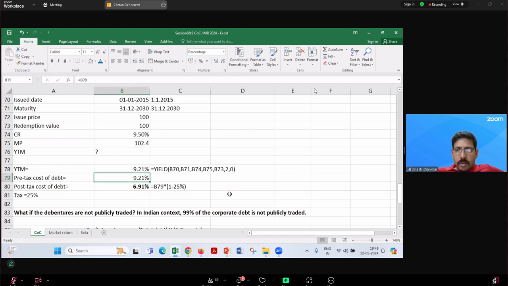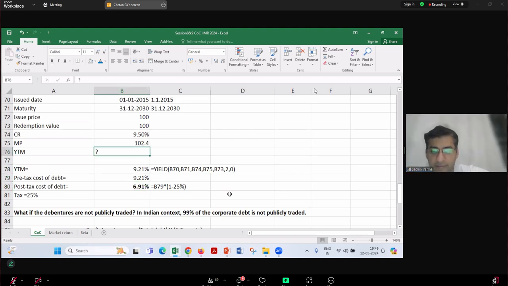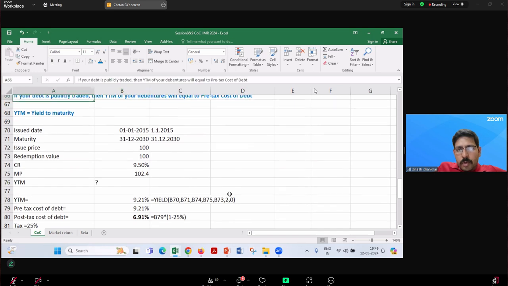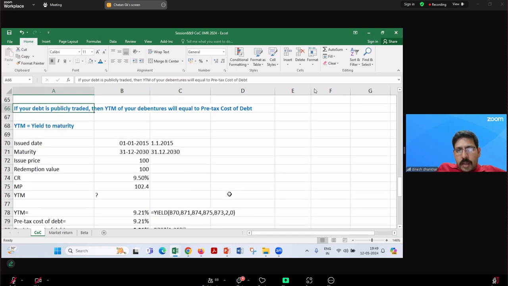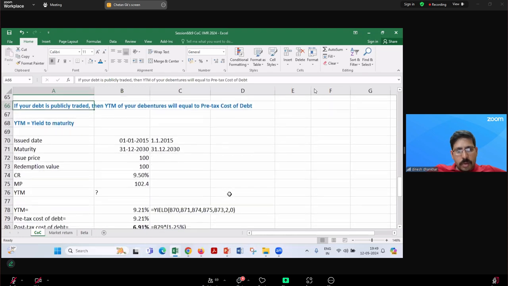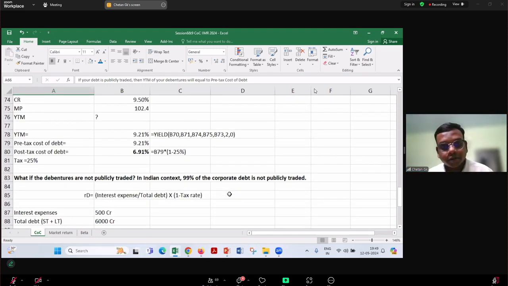This calculation is understood. My only doubt is that if you go up, where you've written in blue, one more up, yes. If your debt is publicly traded, then that is for YTM. Please read that blue line. Understood. It is equal to pre-tax cost of debt. That is the reason I wrote pre-tax cost of debt clearly. The definition is for YTM, not for cost of debt. Understood, sir. Thank you.